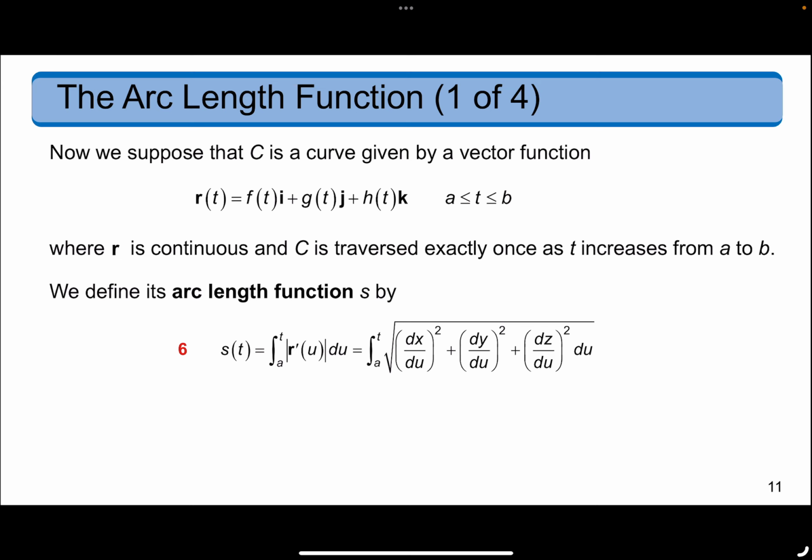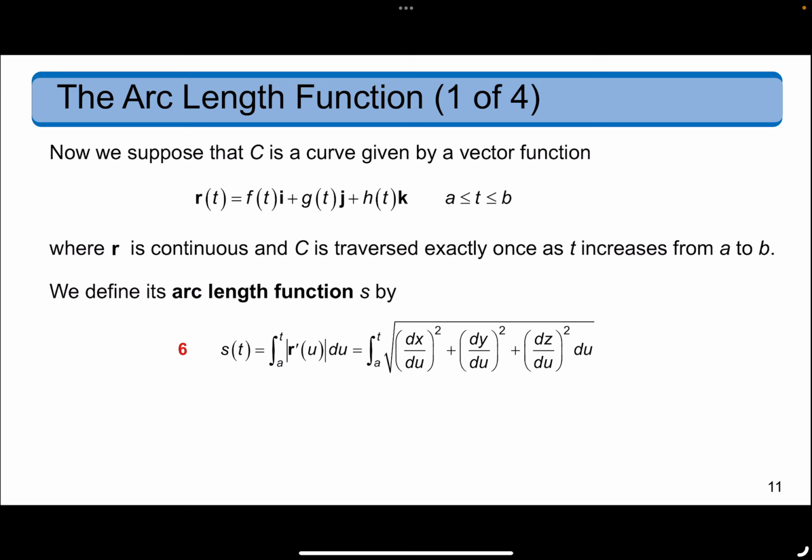Let's have the arc length function. Now, we suppose that C is a curve given by the vector function r of t equal to f of t i plus g of t j plus h of t k, where t is from a to b, where r is continuous and C is traversed exactly once as t increases from a to b.